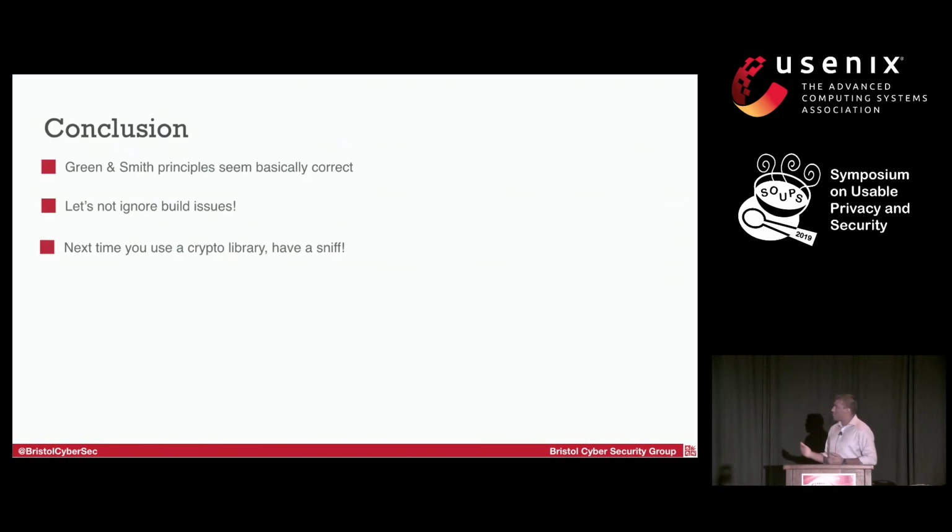Okay, so in conclusion, Green and Smith principles are basically correct. We shouldn't ignore build issues. And yeah, the next time you use a crypto library, have a sniff.